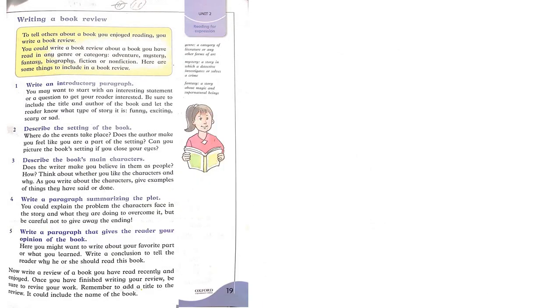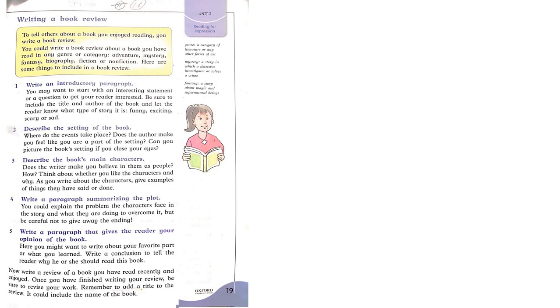Well, on page number 19, there is a book review. Students are supposed to select a book of their own choice. It can be of any genre. Genre means any category of literature or any form of art. It can be a fictional story or a biography. It is totally dependent upon the children.